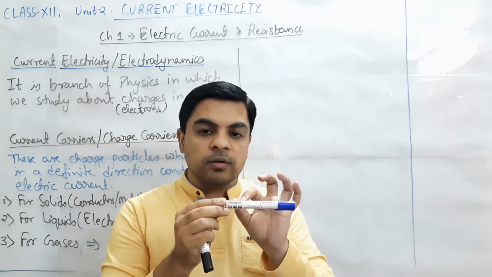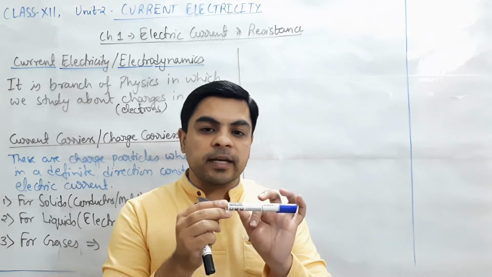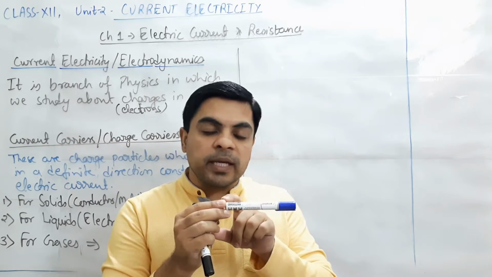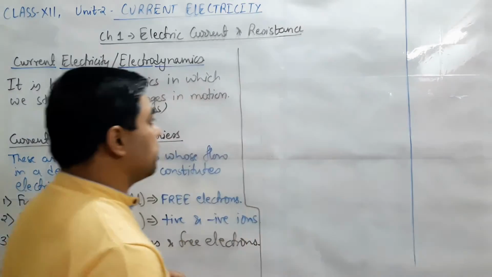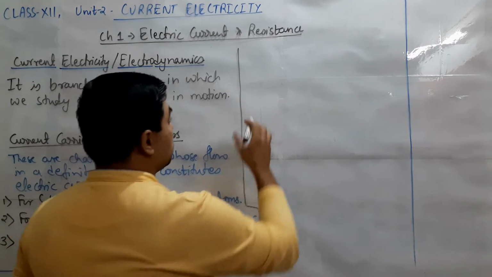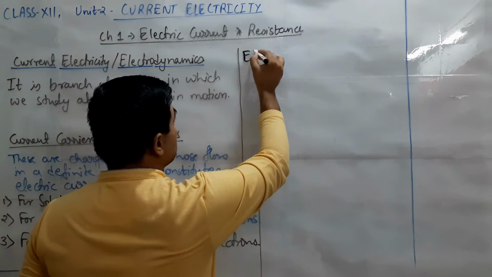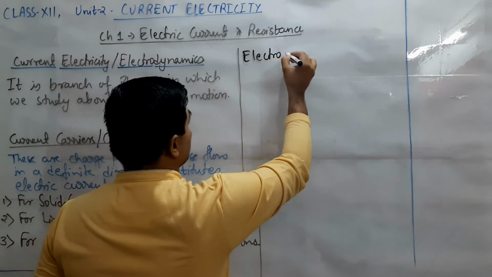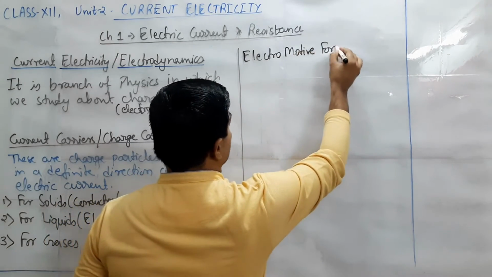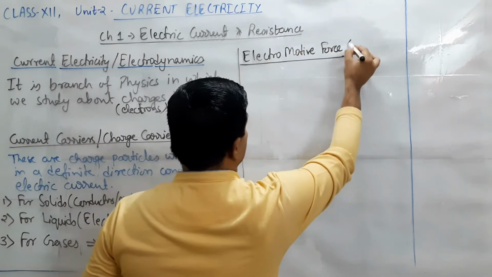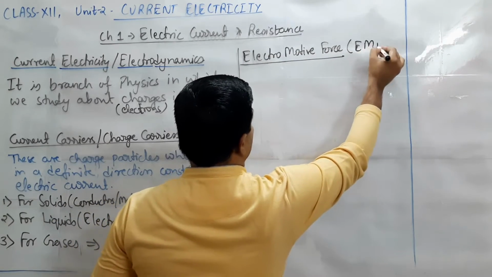So the factor which will cause the electric current to produce for making them move in a definite direction, that we require here. And here the factor which will do this work is known as electromotive force. Electromotive force, in short, it is called EMF.